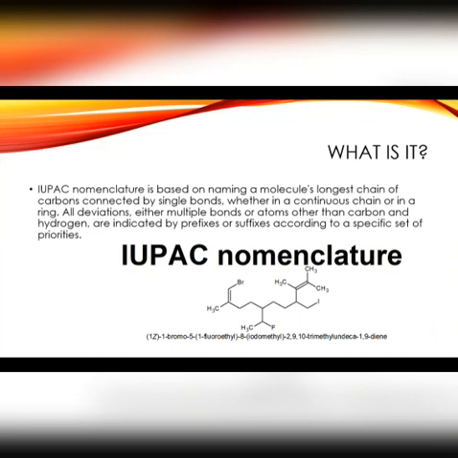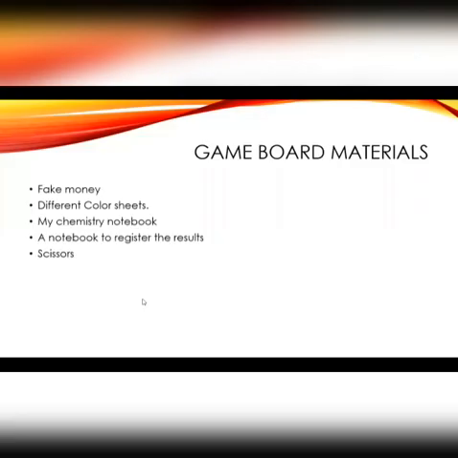IUPAC nomenclature is based on naming a molecule's longest chain of carbons connected by a single bond, whether in a continuous chain or in a ring. All deviations, either multiple bonds or atoms other than carbon and hydrogen, are indicated by prefixes or suffixes according to a specific set of priorities. For example, at the bottom we can see how they are using 3 and D to indicate the molecule's number of atoms in this chain.